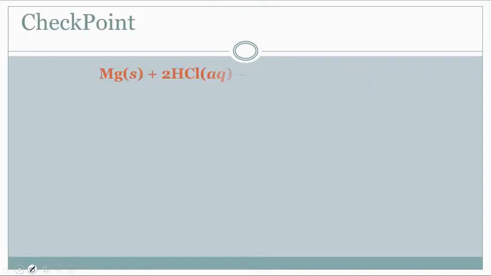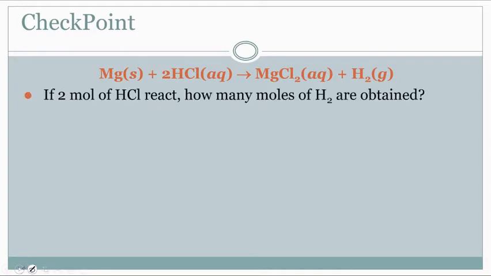So let's look at this, and this is going to be real quick. We have magnesium solid reacts with 2 hydrochloric acid to produce magnesium chloride and hydrogen gas. So if 2 moles of hydrochloric acid react, how many moles of H2 are produced in the end? So for every 2 moles of HCl, I have 1 mole of H2. Okay.